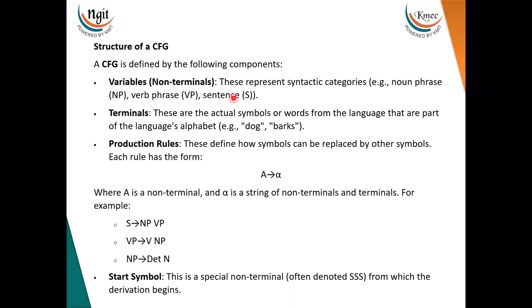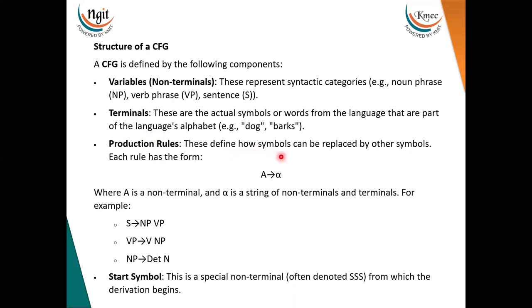Whenever we talk about non-terminals, in particular with the grammar, these will have some definitions and these will have some rules where we can replace them with something else as well. Coming to terminals, these are the actual symbols or words from the language that are part of the language alphabet. Examples are dog, barks, etc. Which means for the terminals, there cannot be a replacement. These are standard.